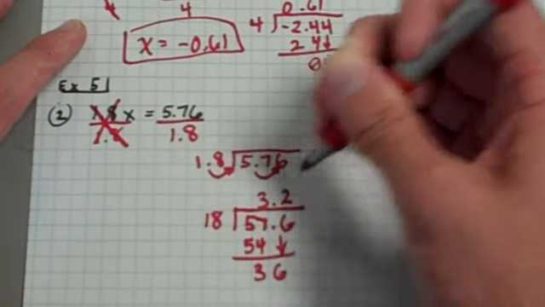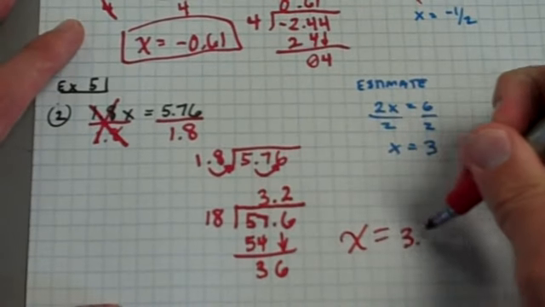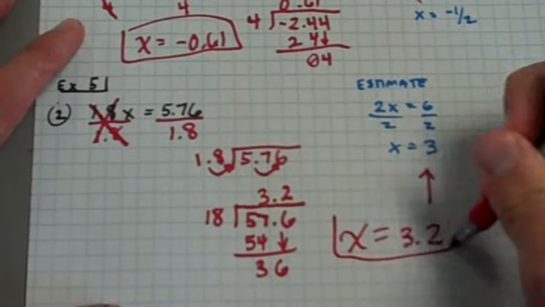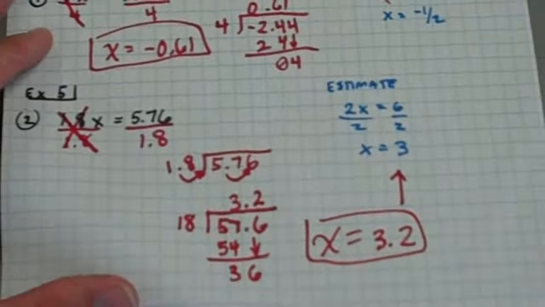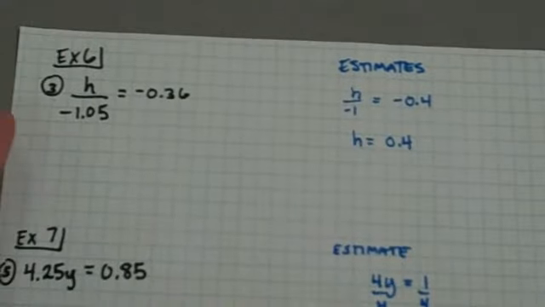And don't forget, the decimal goes right above. So our answer is x equals 3.2, which is really close to my estimate. All right, just a few more. I told you this would be a longer lesson.